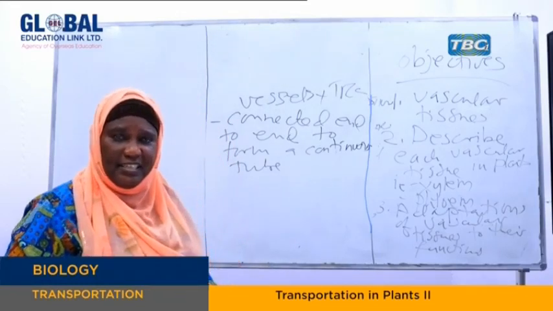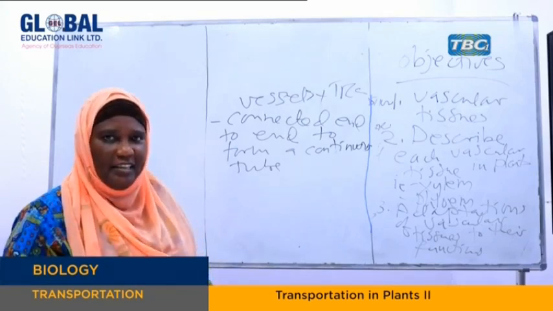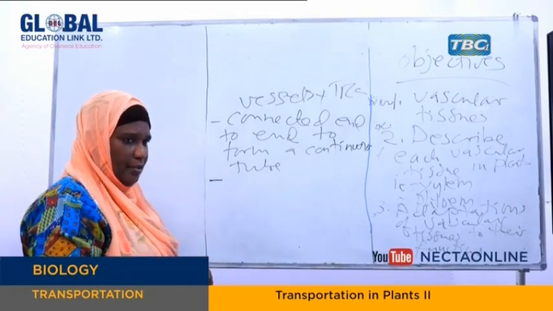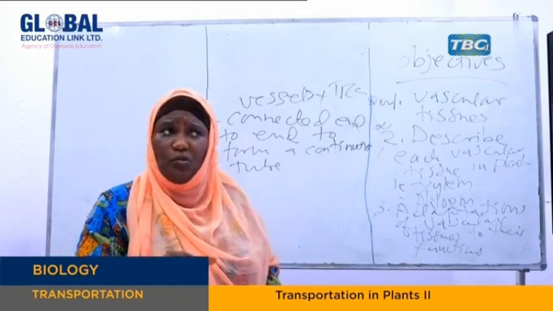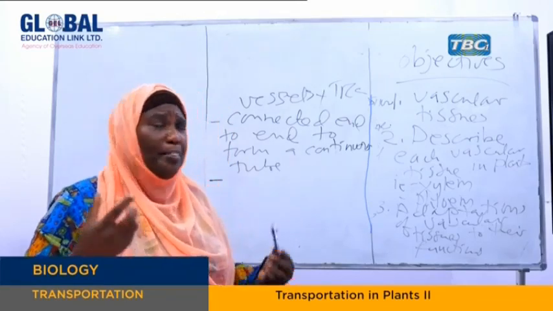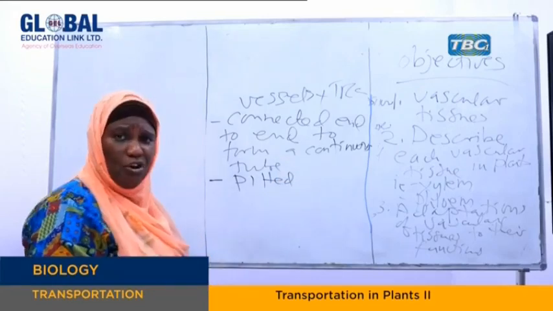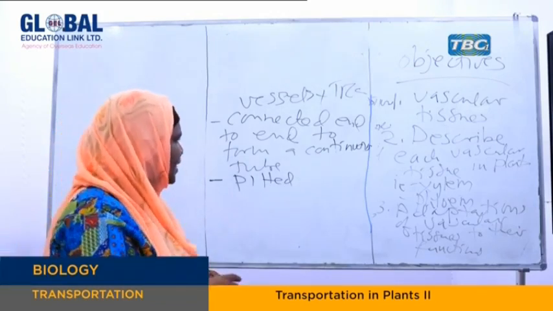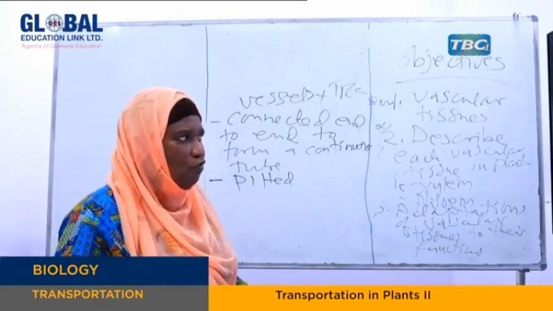In order to facilitate transportation of mineral salts and water. That is adaptation number 1. Adaptation number 2: you check the things which are found in the walls of the xylem. We said that the wall is pitted. It contains pits. Why pits? To facilitate lateral movement of water.